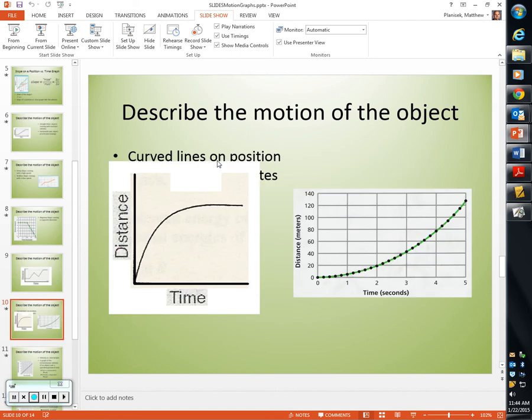And then we added in curved lines. Curved lines do not have a constant slope, meaning that if we have a curved line on a position versus time graph, what's happening? We can sum it up in one word. If the line is curved on a position versus time graph, it's accelerating. Its velocity is changing.